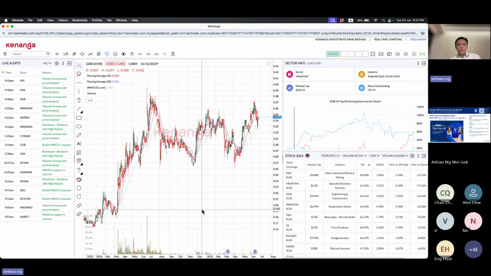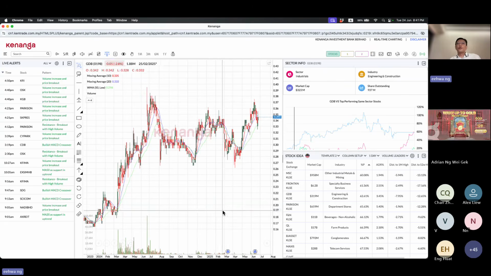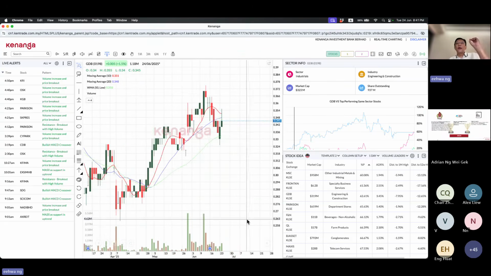Currently, for the construction play, if you look at the sector in play, the industry in play is those that are building data centers or those who are involved in building data centers. So you can narrow in and then trade those construction stocks instead of taking a trade in GDB, because it may not have a very strong reason for the stock price to go up. Okay, so that is GDB.